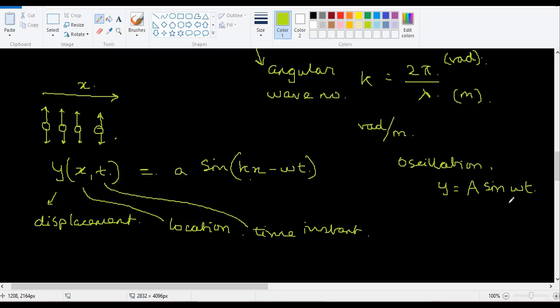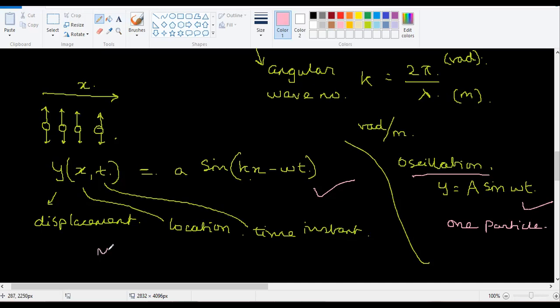Here it was one particle. Here you have many particles. So that means it is a function of time and also a function of location. So that means you will get kx. You don't understand the difference, why you are getting this. So this and this, very important. So try to understand it together. Here it is many particles at different locations.